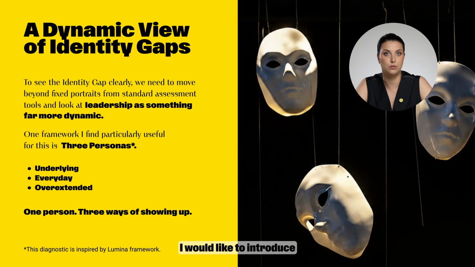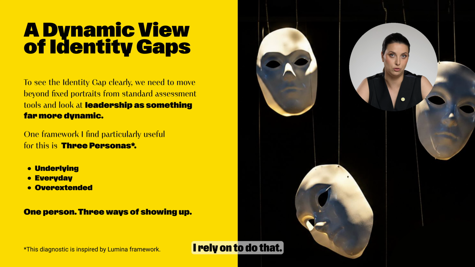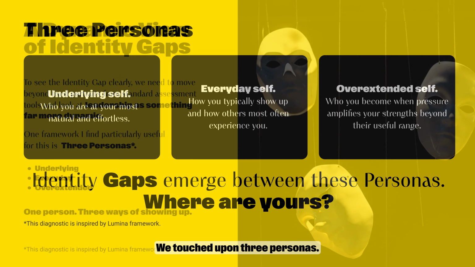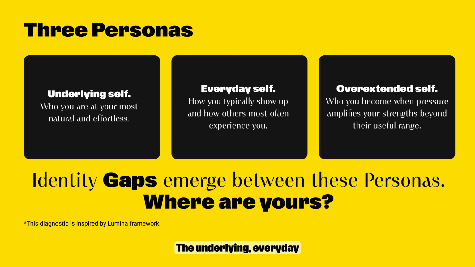I would like to introduce the framework which I rely on to do that. This is the 3 personas framework, which characterizes one person in 3 different contexts: the underlying, the everyday, and overextended self, and shows how you appear across these 3 different contexts and 24 qualities. So we touched upon 3 personas: the underlying, everyday, and overextended.